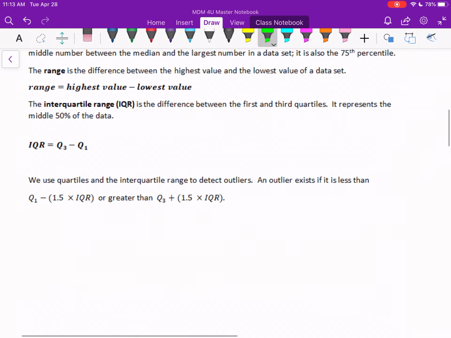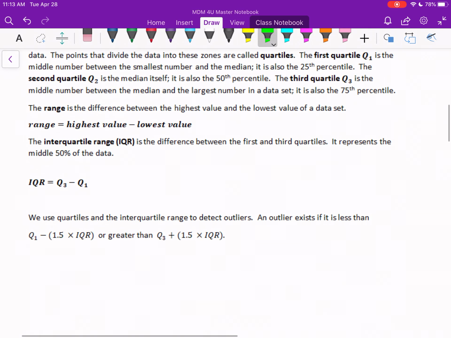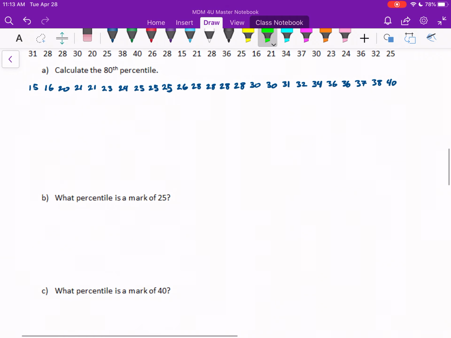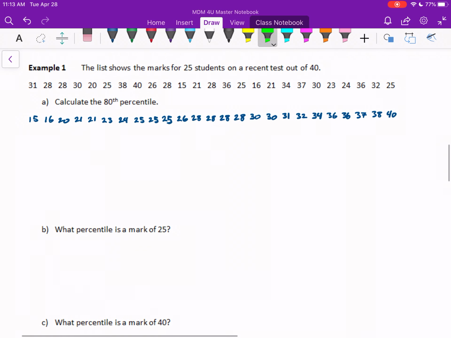In fact, there are some more definitions here, but I'm just trying to think if I want to jump ahead and do an example right now. Yeah, I think I will. So I'm going to jump down to example 1.